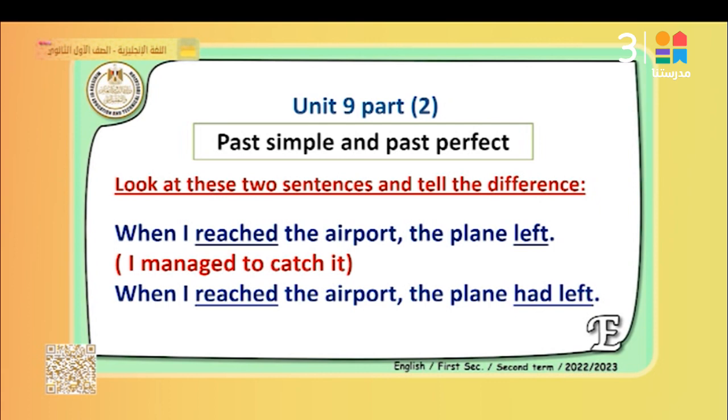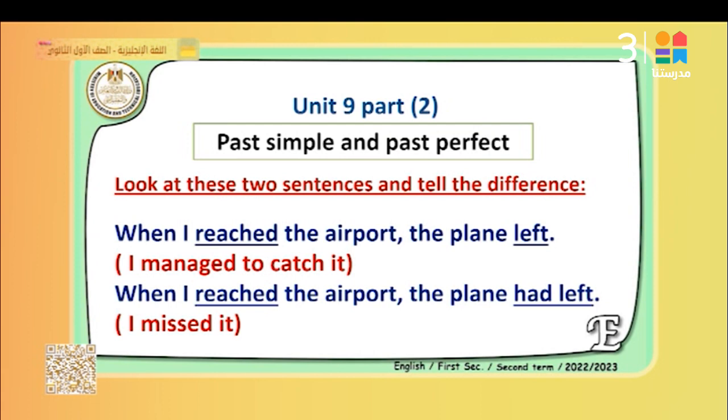What about the second one? I missed my plane. I didn't catch my plane. Why? Because when I reached the airport, the plane had left. What does it mean, it had left? It means it left before I arrived. So when we use the past perfect tense, it means that it is the action which happened first. So which one happened first? The plane had left, so I didn't catch it, or I missed it.